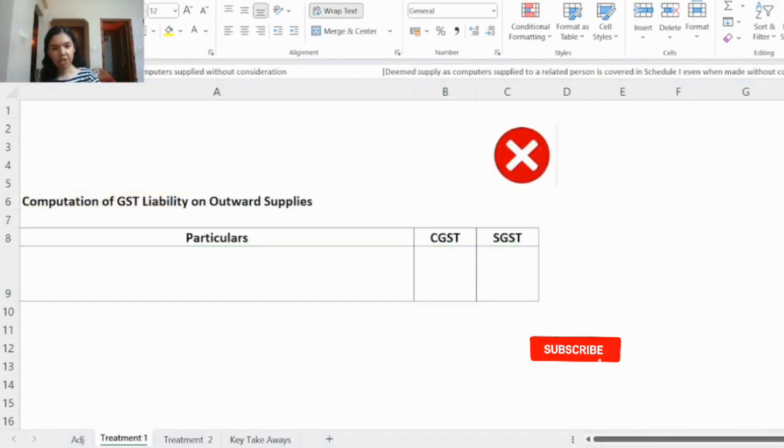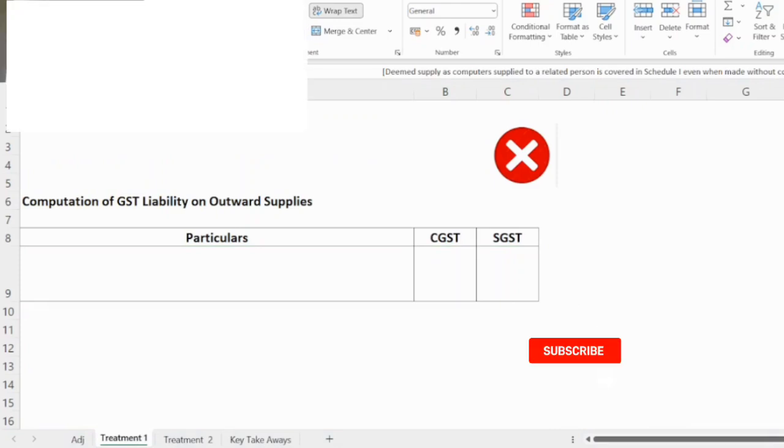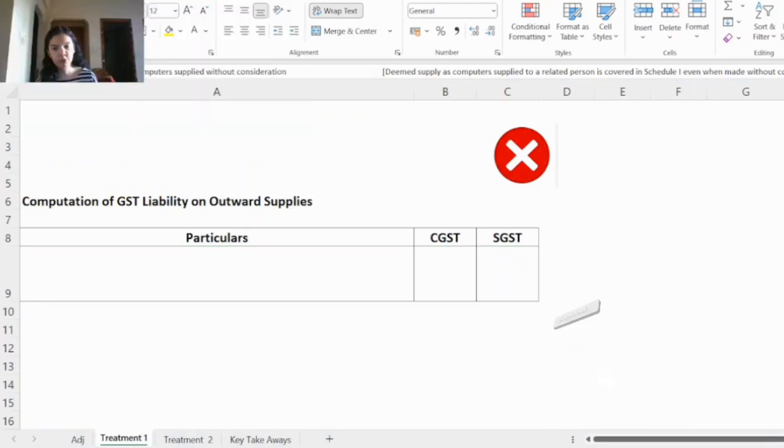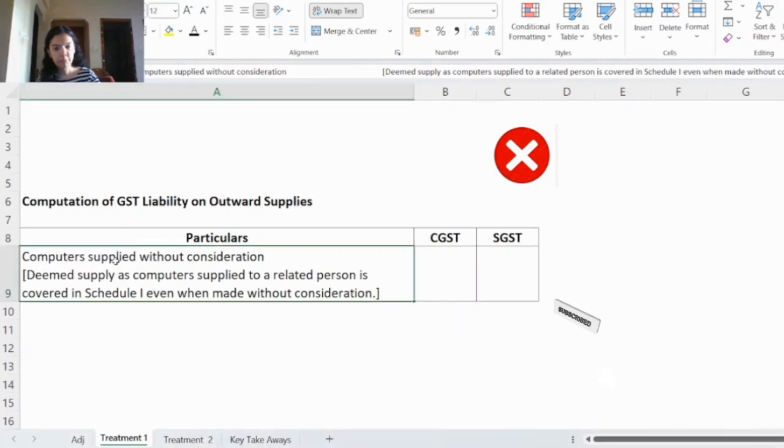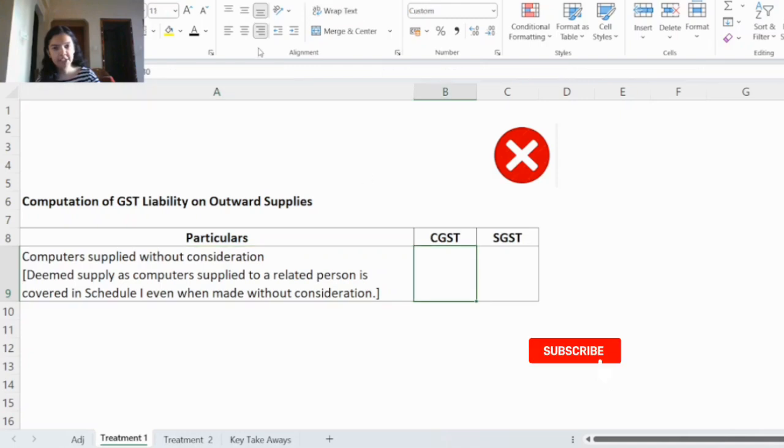Now in this type of questions, many students stop at without consideration and jump straight to Schedule 1, assuming that it's a deemed supply, and they compute GST as follows. Computer supplied without consideration. Deemed supply as computer supplied to a related person is covered under Schedule 1, even when made without consideration. CGST rupees 5,580, SGST rupees 5,580. However, this is wrong. Let's see the reason for this.